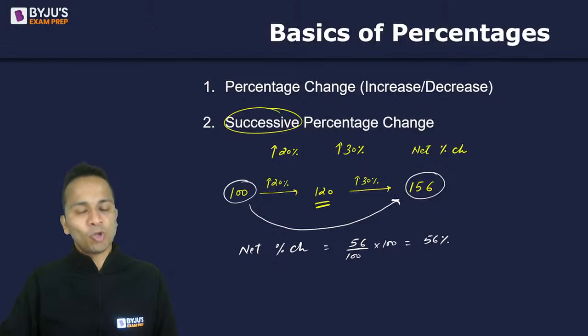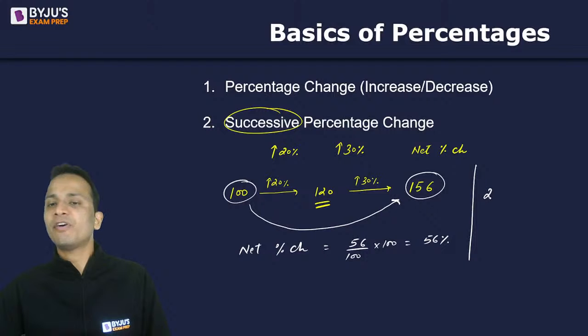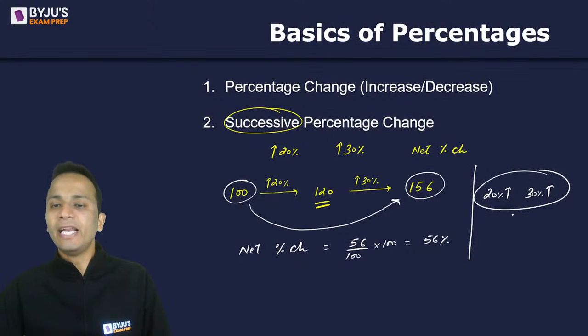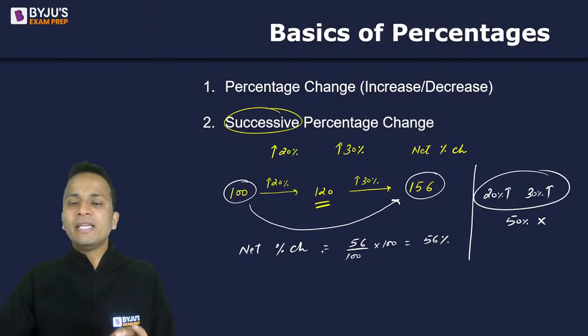56%. All right, fine. Now, generally we commit a mistake and we say that if a value is increased by 20% and then further increased by 30%, then there is a net percentage change of the sum of these numbers, which is 50%. But no, this is not correct. All right. So there is a net percentage change of 56%.